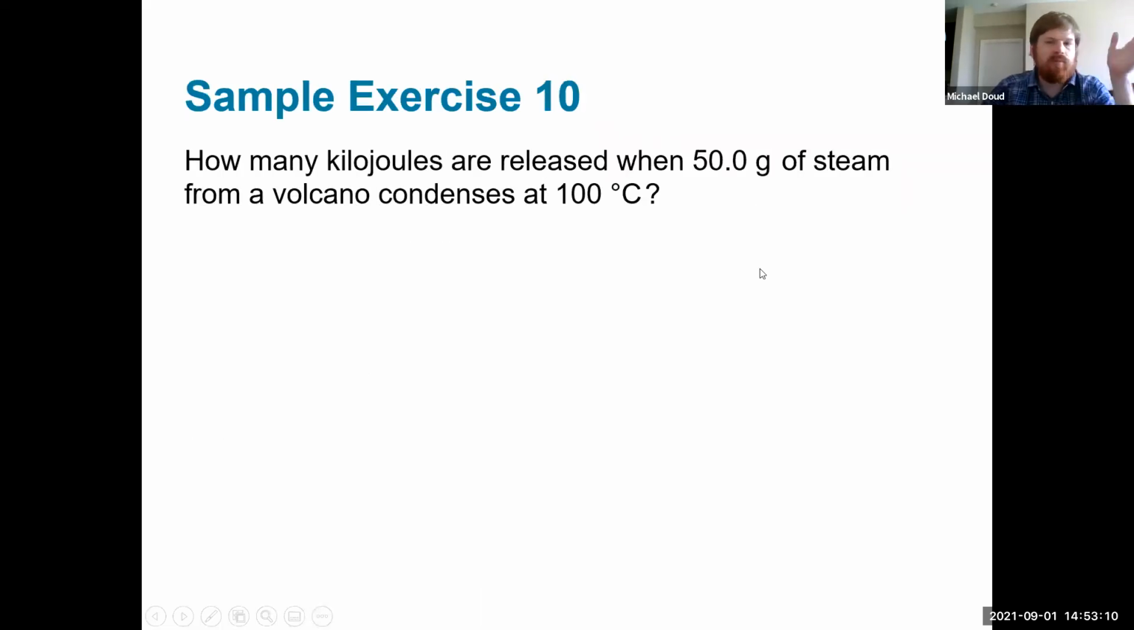Okay, so bringing it back, how many kilojoules are released when 50.0 grams of steam from a volcano, I guess it could be from anything, but from a volcano, condenses at 100 degrees Celsius? So go ahead, give this one a shot. Again, pause the video, solve it out, and then come back with the answer when you're ready. Go ahead, give it a shot.